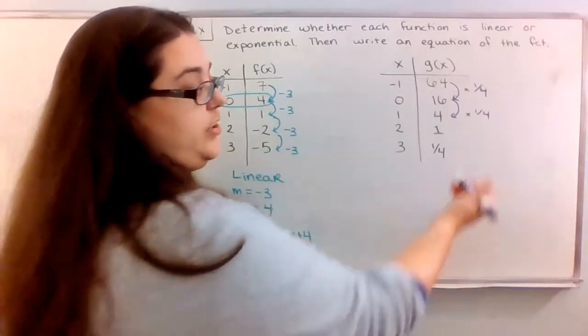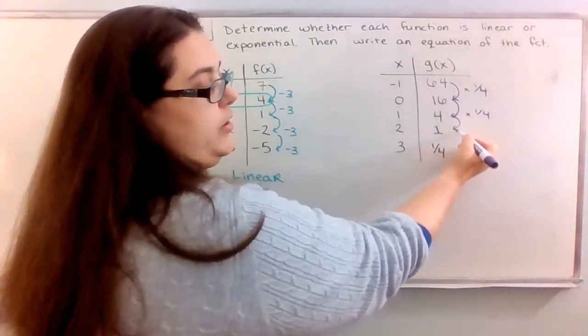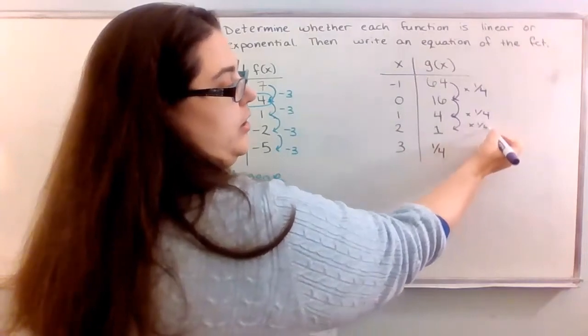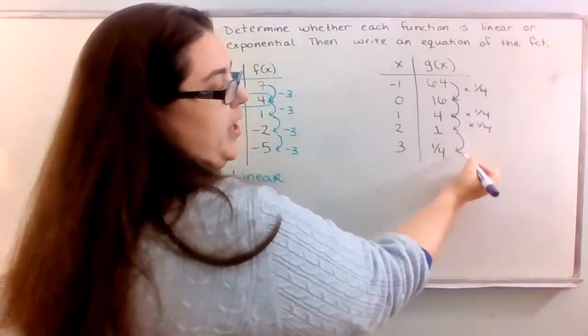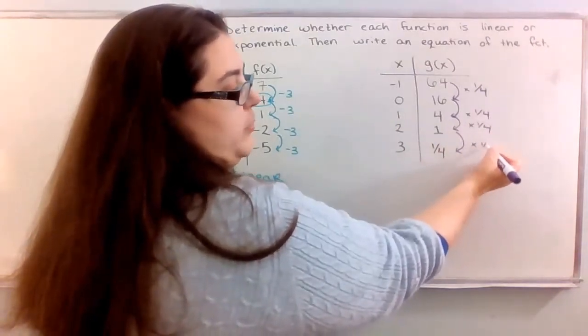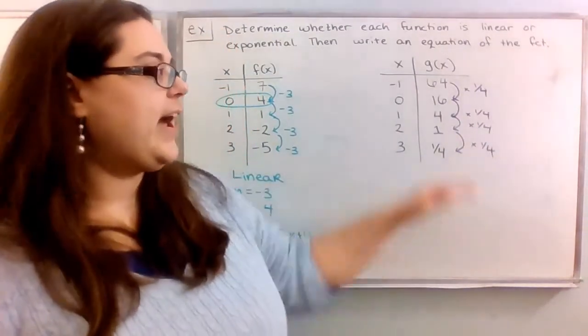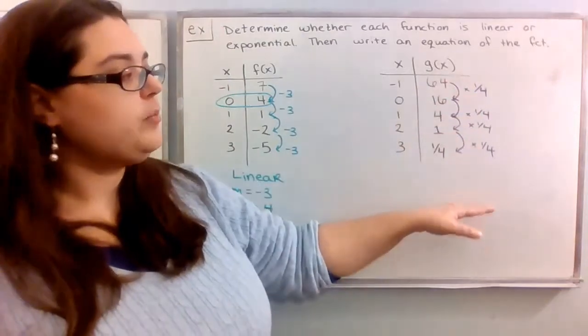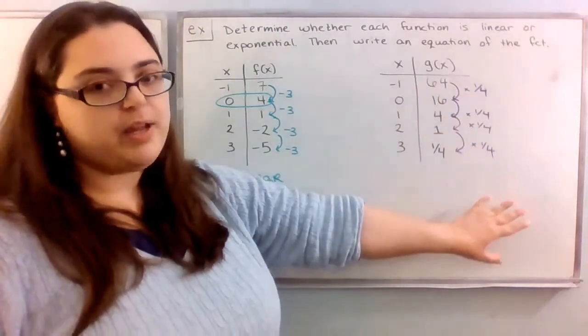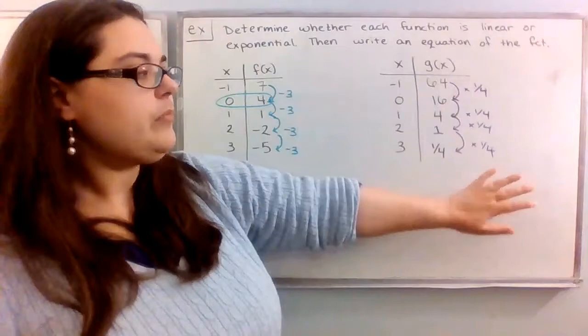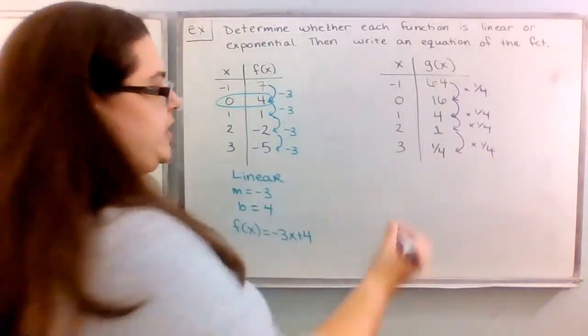And this is going to continue. If I multiply 4 by 1/4, that will give me 1. And if I multiply 1 by 1/4, that will give me 1/4. So this time, rather than add or subtract the same amount each time, here we're going to be multiplying by 1/4 each time. So that means this is an exponential function.